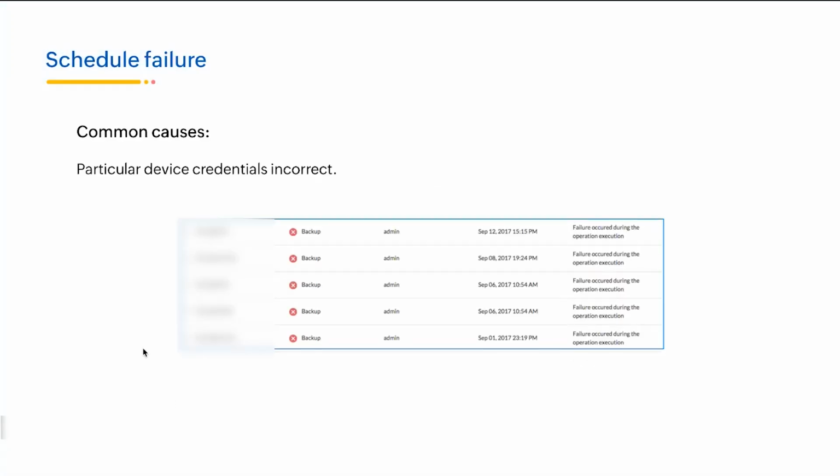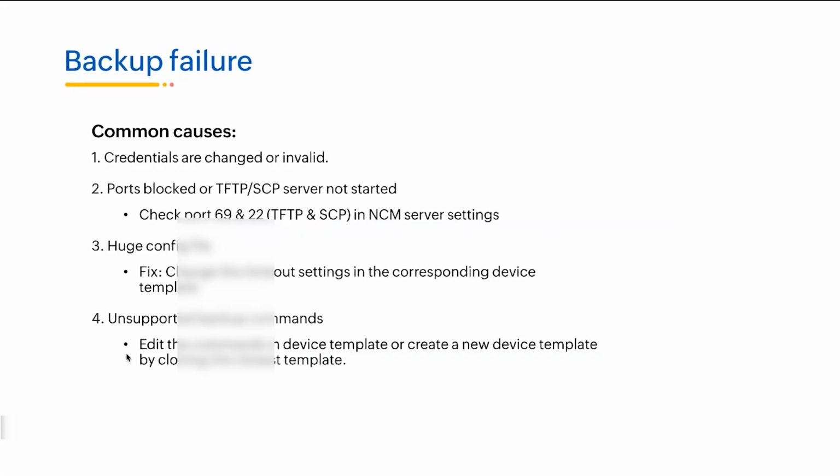So now let's discuss some potential issues that can occur during scheduled backups. If a failure happens, it could be because the device's credentials are incorrect. In such cases, what should you do? You should check the credentials and try scheduling the backup once again. Here are some of the common causes that can lead to a backup failure.